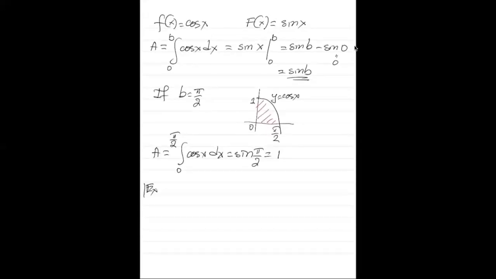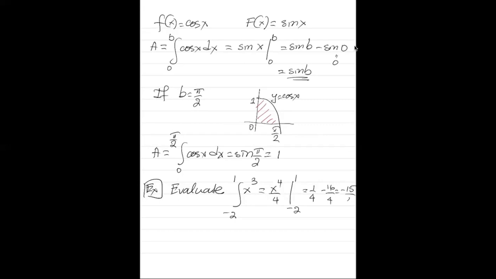Another example with the evaluation theorem, evaluate the definite integral from -2 to 1 of x to the third. Find the antiderivative of x to the third, and that is x to the fourth over 4. Evaluate from -2 to 1. First evaluate the upper bound, so that's 1/4, minus, evaluate the lower bound, negative 2 to the 4, that's 16 over 4, so the answer is negative 15 over 4.